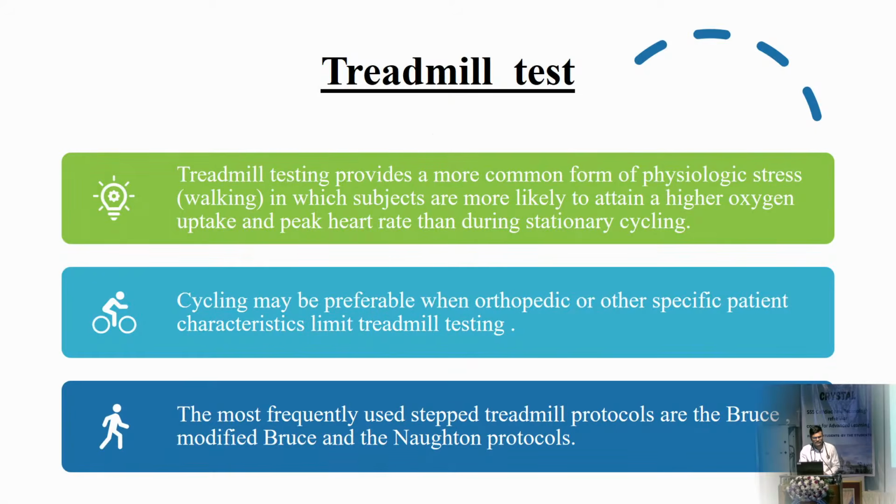The treadmill test provides a common form of physiological stress in which subjects are more likely to attain a higher oxygen uptake and peak heart rate than during stationary cycling. So we can stress test the patient.